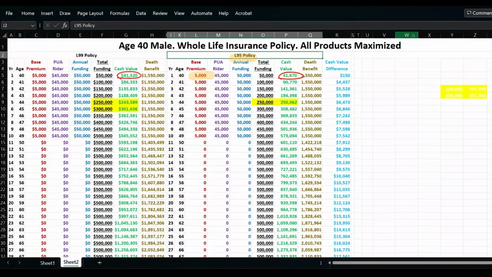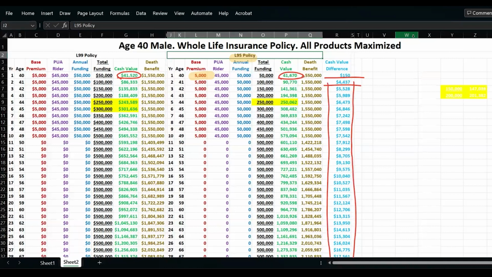Look at the total death benefit. Those are identical with the way we design these policies. We wanted to keep everything as close to an apples to apples comparison as possible. What do you notice beginning year 2 though? Now the difference, instead of $150, is $4,400. And what happens as time passes? Well, the cash value difference becomes more and more.